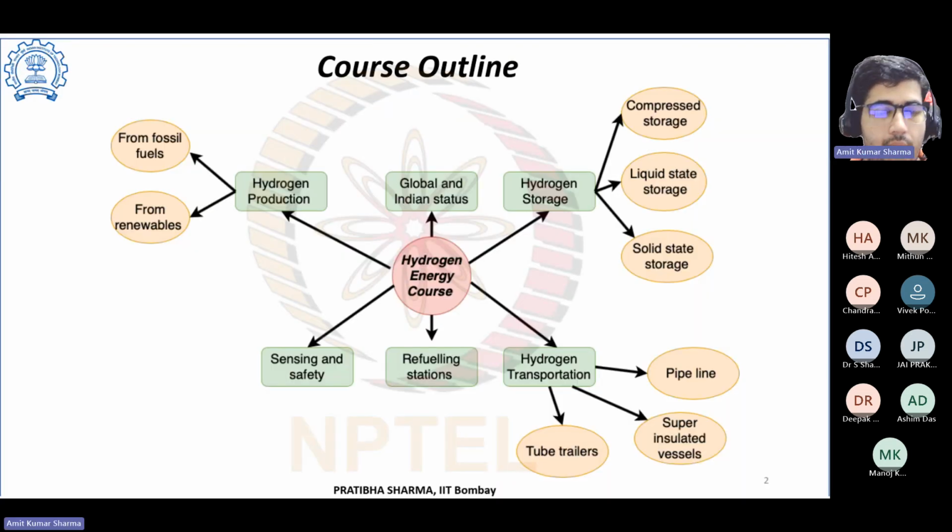So this is the course outline. As of now, in the previous 6 weeks, we have covered hydrogen production, global status, and hydrogen storage. So currently we are discussing hydrogen storage.